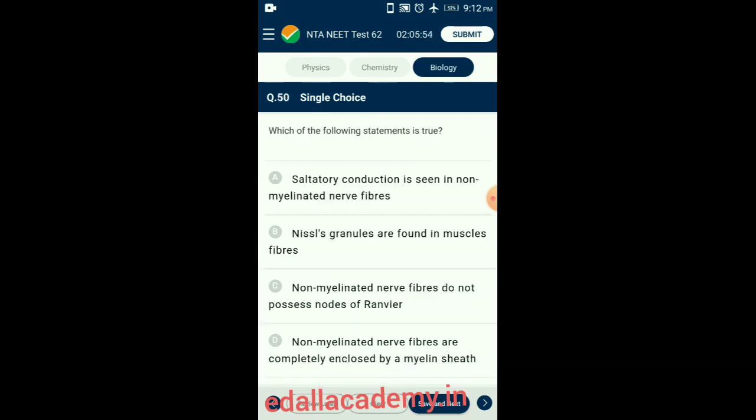Question number 50. Which of the following statements is true? In myelinated nerve fiber, the myelin sheath is not continuous and remains interrupted at some places. These are known as nodes of Ranvier. These help in the saltatory conduction of nerve impulse. The non-myelinated nerve fibers do not possess nodes of Ranvier. So the answer is option C. Non-myelinated nerve fibers do not possess nodes of Ranvier.